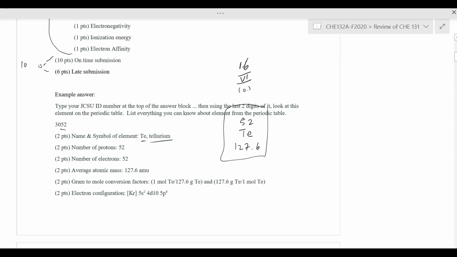So I was able to figure out that this number is the atomic number. It's the number of protons. It also gives me the number of electrons if it's neutral. The average atomic mass is this number at the bottom, the 127.6. If I put the units of AMUs on it, it's the average atomic mass. If I put grams per mole on it, or write it in these two conversion factors here, it's the gram to mole conversion factor, which is what we use it for more than anything else.